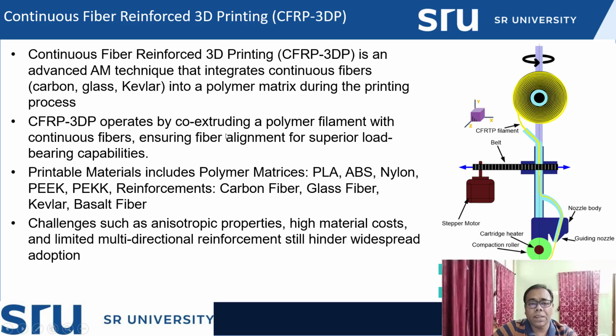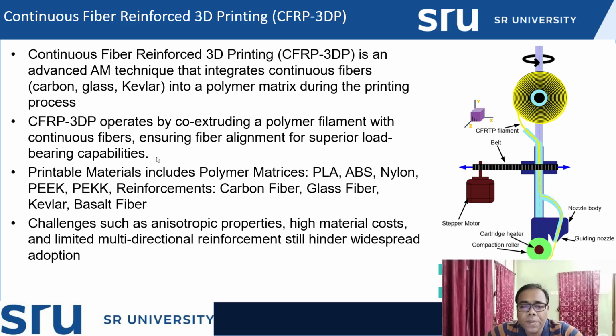Continuous fiber can be carbon fiber, glass fiber, or Kevlar fiber, put into the polymer materials during the printing process. So it will increase the strength of the polymer material, compared to without reinforcing the material. Similarly, this 3D process can also be used for making powder material reinforced with liquid material, so that it can act for better, superior mechanical loading conditions.